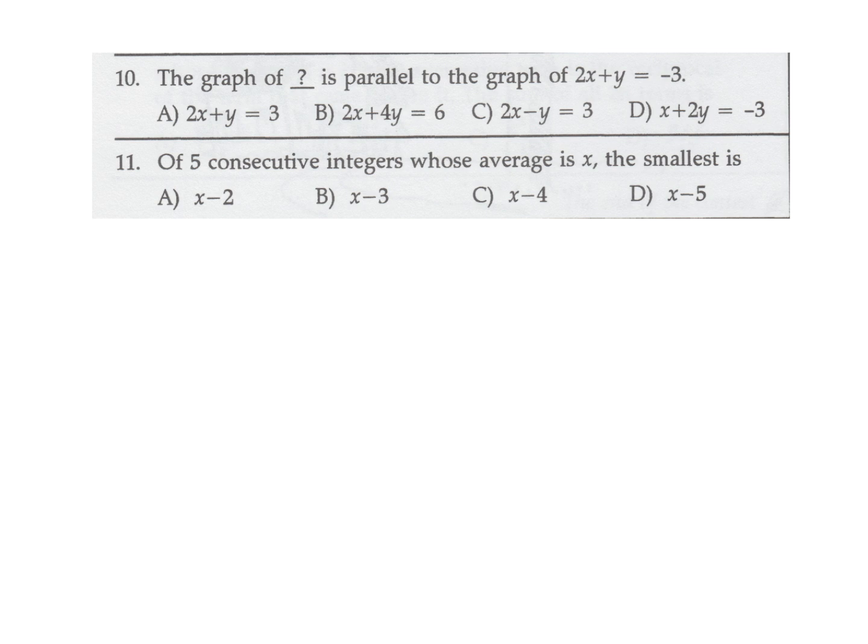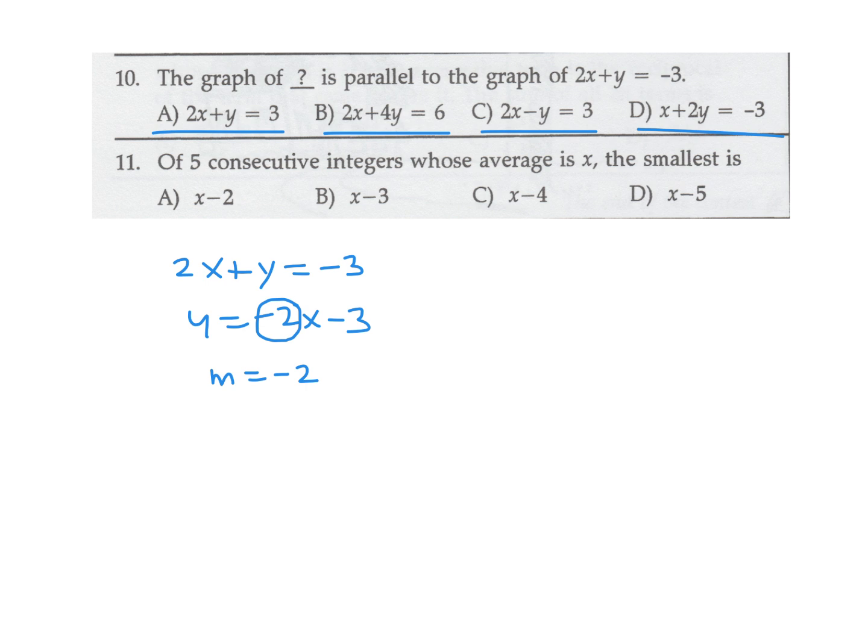The graph of something is parallel to the graph of 2x plus y is equal to minus 3. So y is equal to minus 2x minus 3. So the slope is this guy right here. Slope is often denoted as m. So m is minus 2. So we have to figure out which one of these also has an m of minus 2 when the equation is written in this form, y is equal to mx plus b.